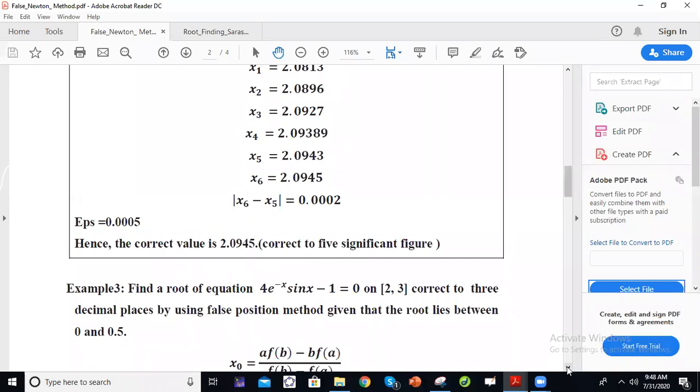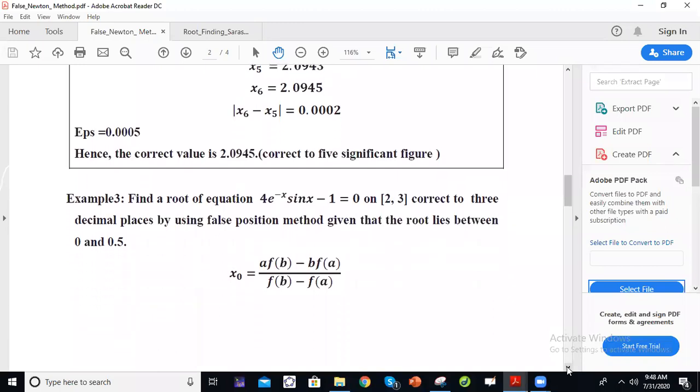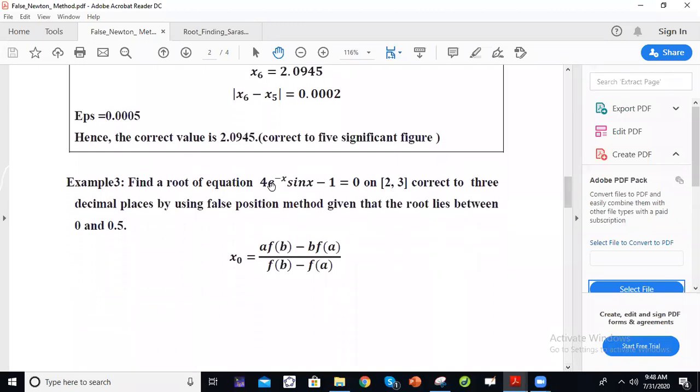Okay, next question I will discuss, then you will do the task. Find a root of the equation. We have the equation 4e to the power -x sin x minus 1 equals to 0. Defined on 2 to 3. Correct to 3 decimal places.